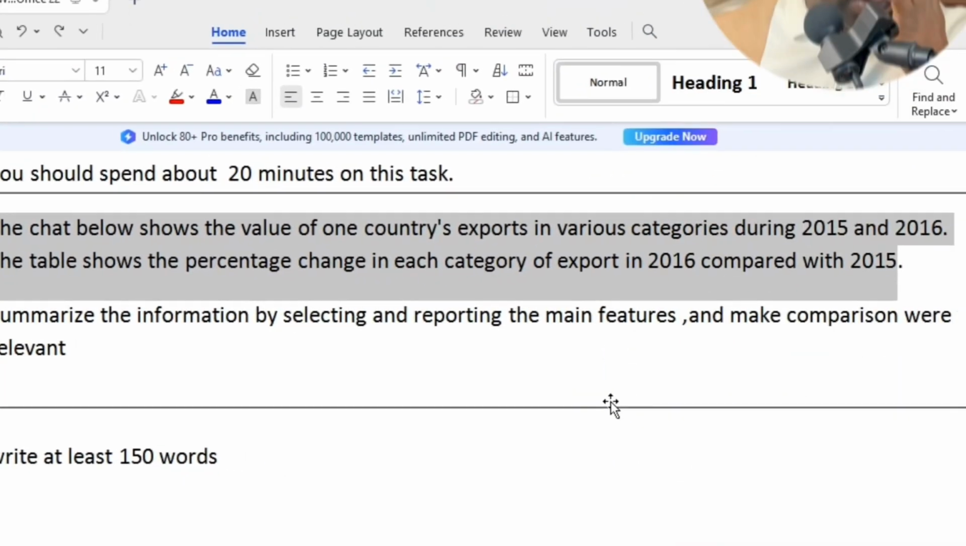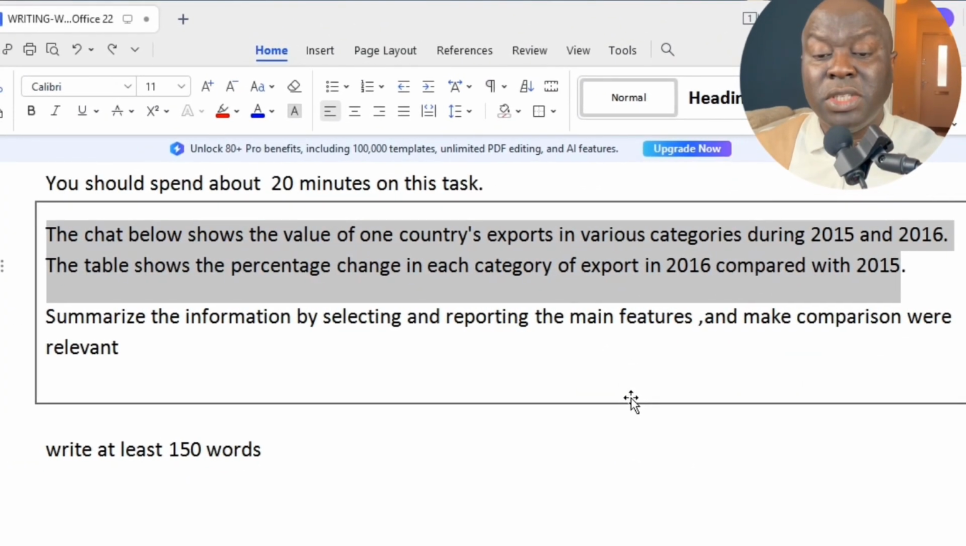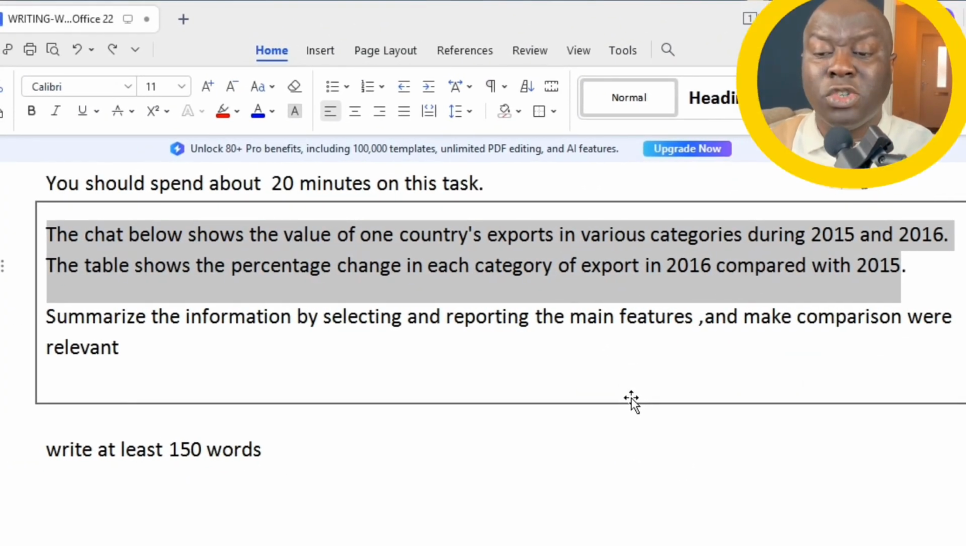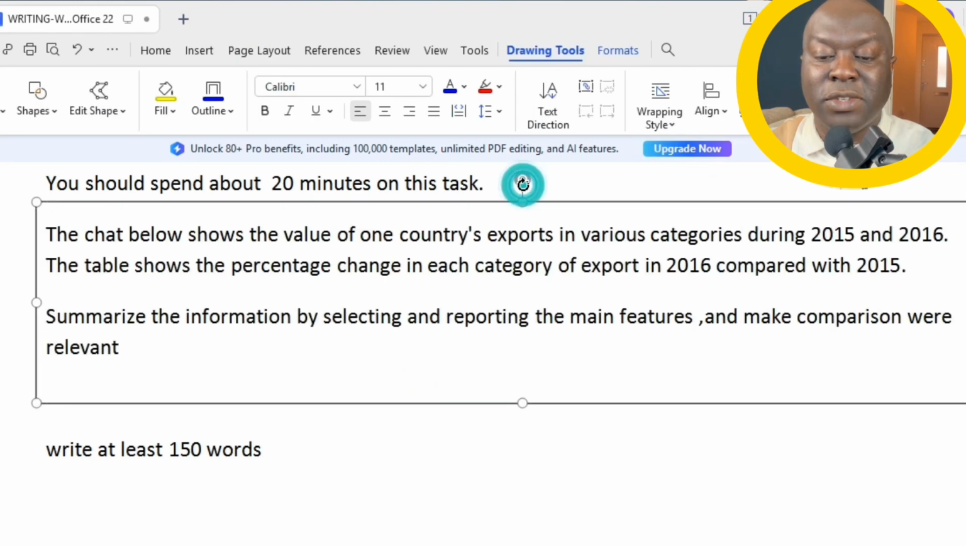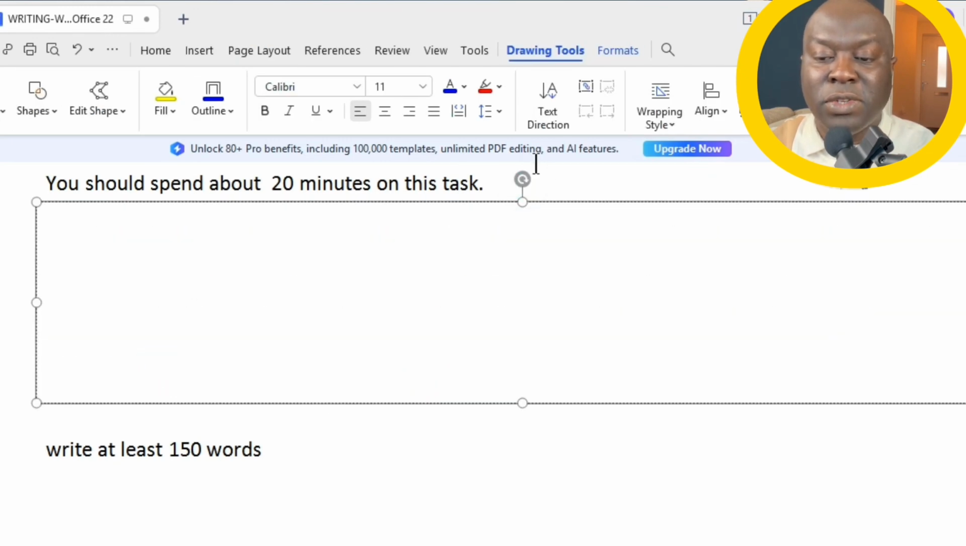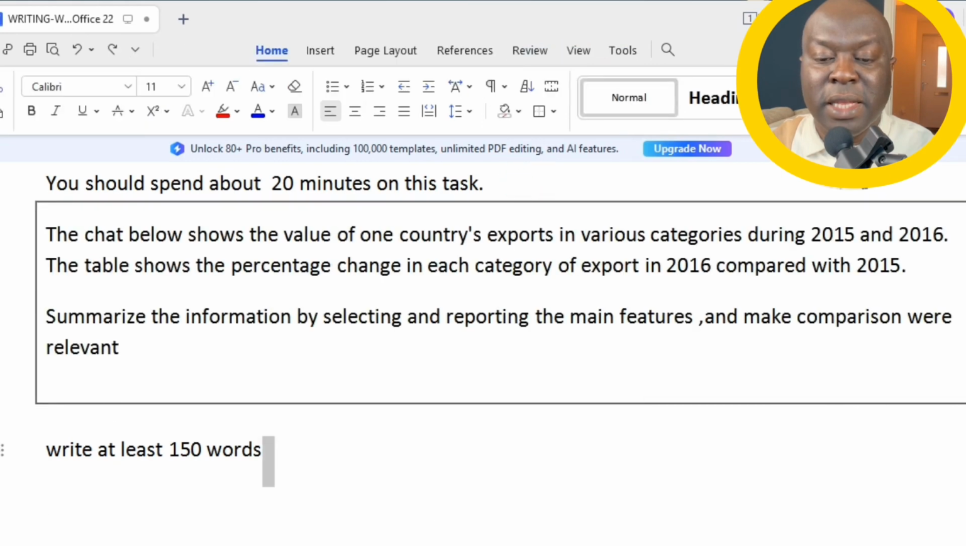We will still come to the rest of them. We can look at this question and deal with the introduction. But before we do that, let's look at the instruction, the task ahead, because whatever you do, you need to meet this task. The question says, summarize the information by selecting and reporting the main features.